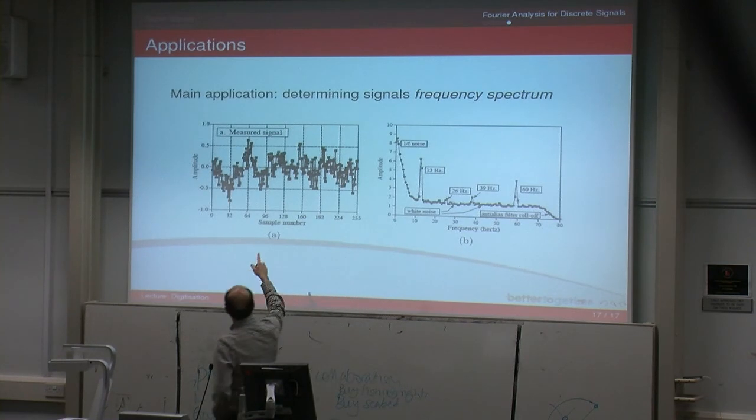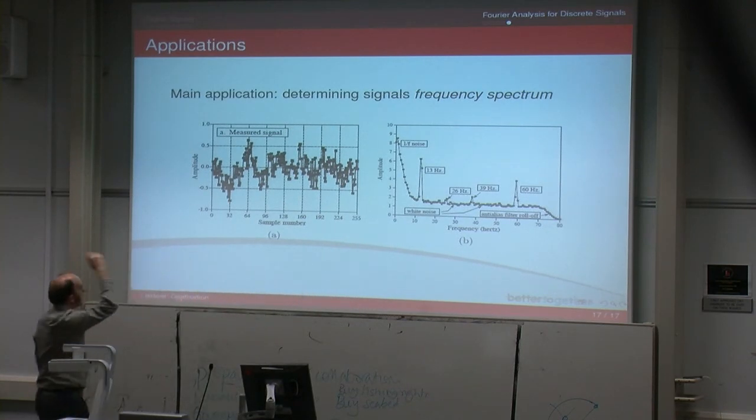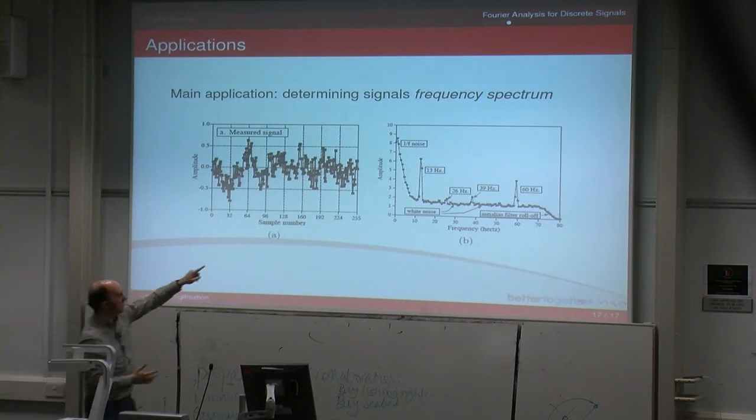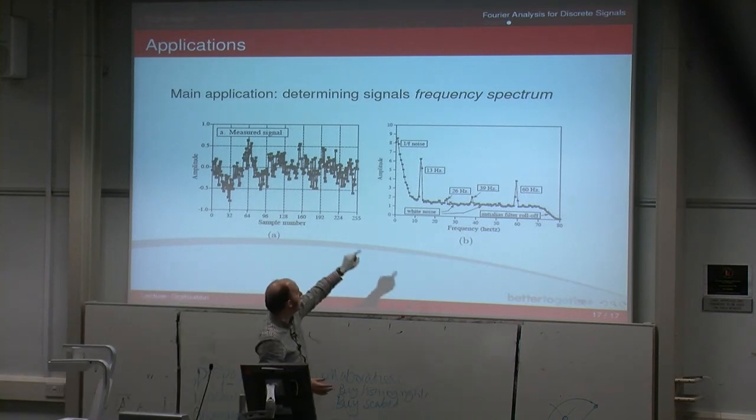So here we've got a measured signal. This could be, again, a position or something. It's been driven by something in particular, and this is the signal you get. It's quite random. Looking at that, you can't make any sense of it. But if you did the Fourier transform of it, you get something that looks a little bit like this.